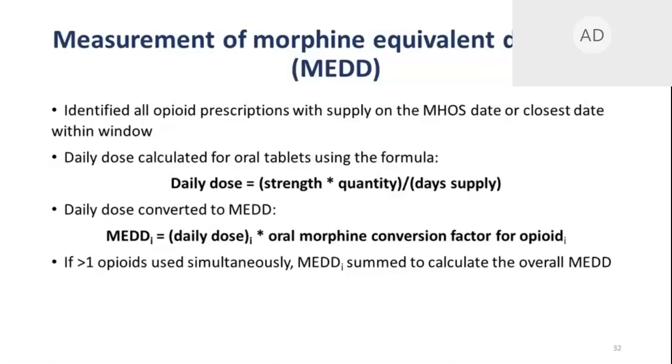So we identified all of the opioid prescriptions with supply on the Emhoff date or the closest date within that window, going backwards. We calculated the daily dose for the oral tablets. We then converted the daily dose to this morphine equivalent daily dose using conversion factors that we pulled from the Centers for Disease Control and modified by the Centers for Medicare and Medicaid Services. When we had more than one opioid that was used simultaneously, which is very common, then the morphine equivalent daily dose was summed to calculate the overall dose equivalence.